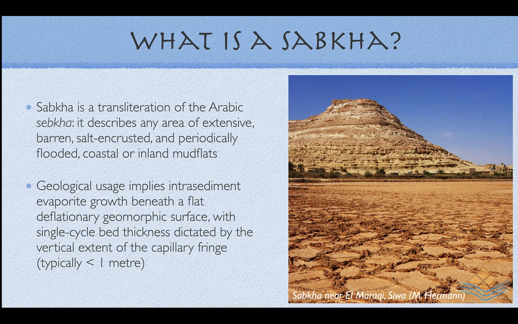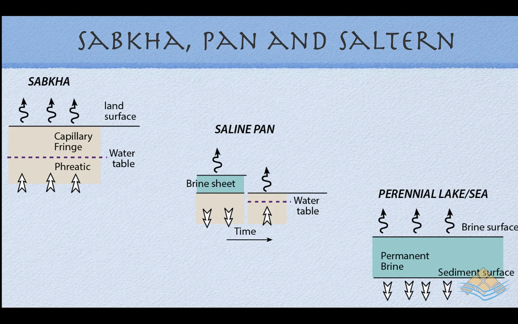So, in terms of fairly strict geological usage of the term sabkha, it implies, both in continental and marine settings, intrasediment growth of salts within the capillary zone, typically in a capillary zone that's less than a metre thick and that's capped by some sort of deflation lag or deflationary surface. So sabkha is part of an overall evaporite hydrology within the depositional system.